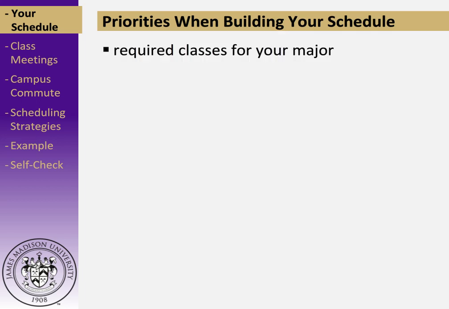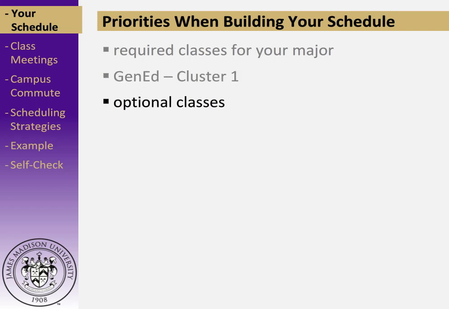Your first priority are the required classes for your major. The second priority is the Gen Ed Cluster 1 course or courses that you will take during your first semester. Your third priority is enrolling for optional classes that you want to take during your first semester, and these optional classes are listed on your enrollment worksheet.